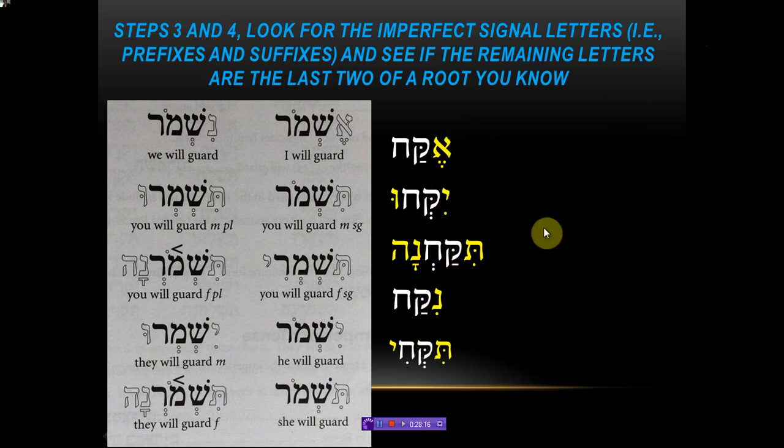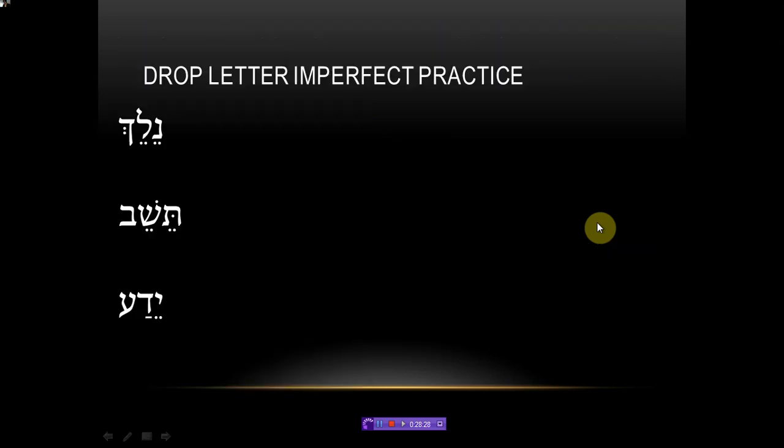Let's look at a few other examples that are not from Lakach. Yeah, so there we go. See, the root is Lakach. And so you can see no lamed, but all we have is the kof and the chet left over. Okay, a couple of drop letter imperfect practice examples.